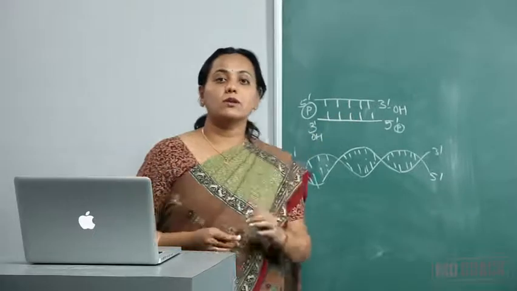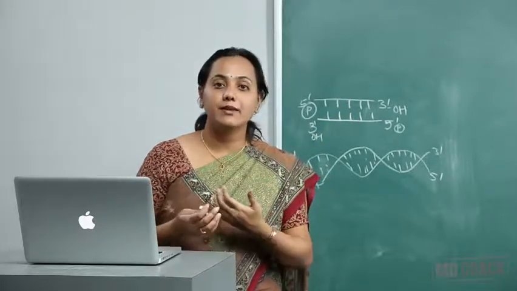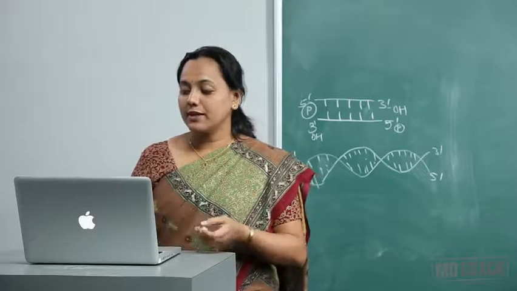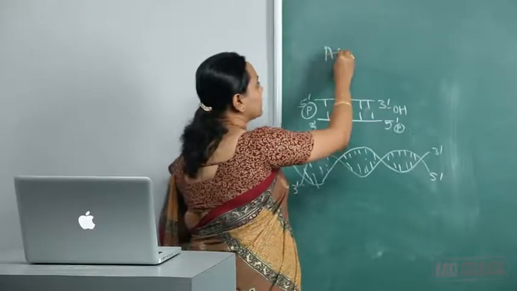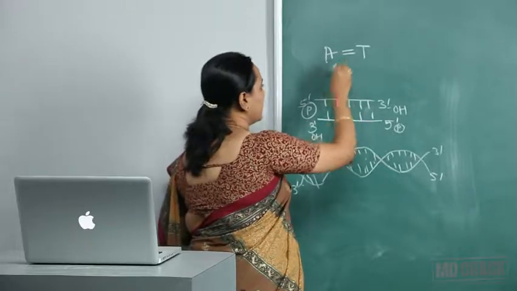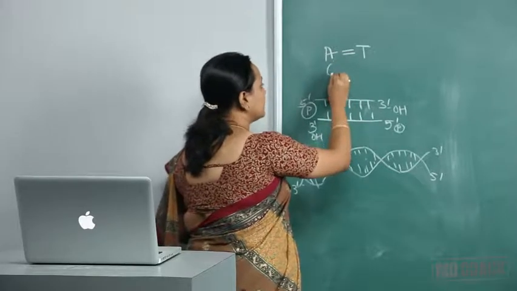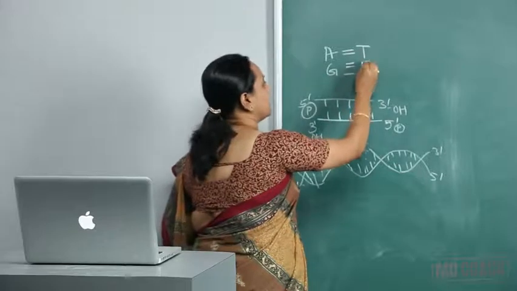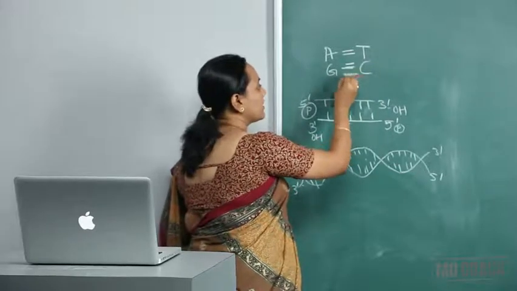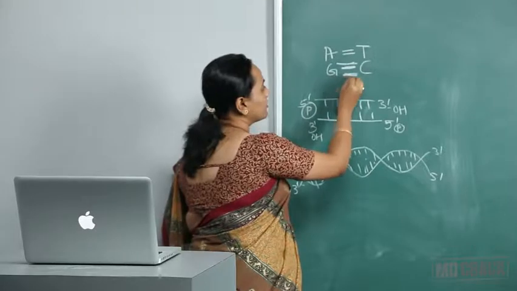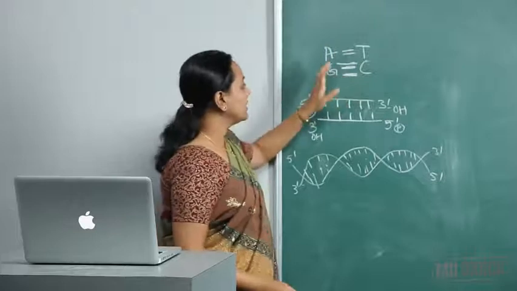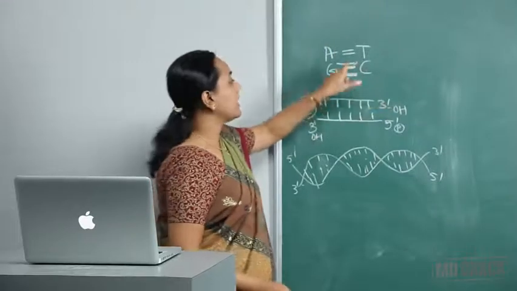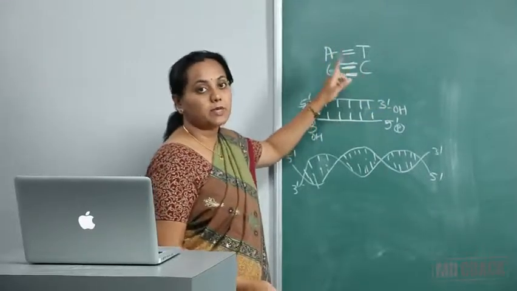In this double helix, as I said, the bases are going to pair with each other. We come to what is called the Watson-Crick base pairing rule. So let us look at this base pairing rule. The 2 strands are complementary to each other, and base pairing means adenine always pairs with thymine, and G with C. Now I have shown here, what are these? These are hydrogen bonds between these bases. A always hydrogen bonds with T, G always hydrogen bonds with C. These are the Watson-Crick base pairing rules.